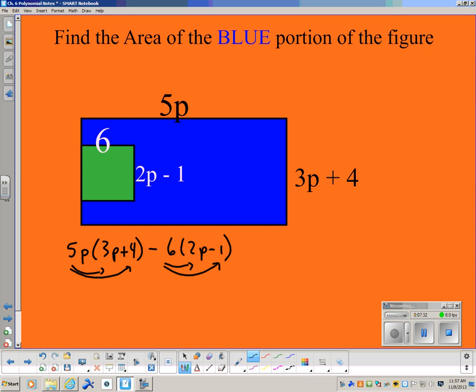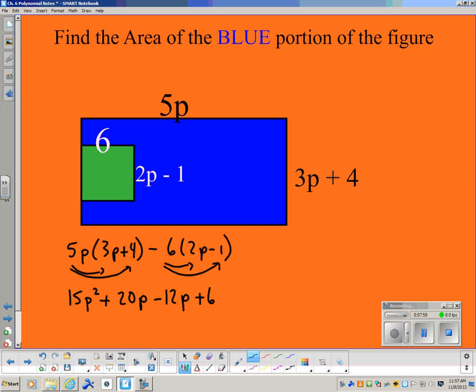So doing that, we get 15p squared. 5p there times 3p is 15p squared, plus 5p times 4 there is 20p. And then distribute the minus 6 through the parentheses. Minus 6 times 2p is minus 12p. And then a minus 6 times minus 1 there gives us a plus 6.